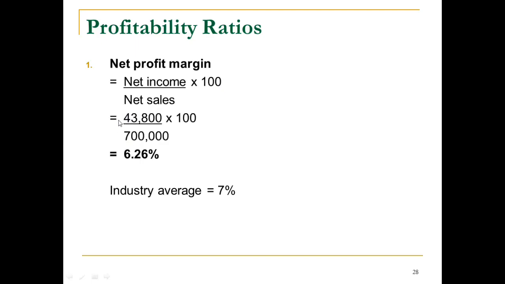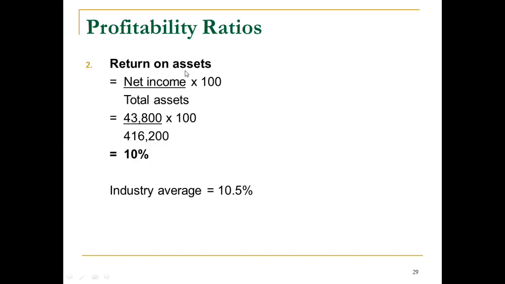The net income can be retrieved from the income statement, and the net sales also can be retrieved from the income statement. So here we get 6.26, but the industry is actually 7. So basically, it's almost comparable with the industry. But if we can increase it to more than 7%, then the company is better off than the industry.